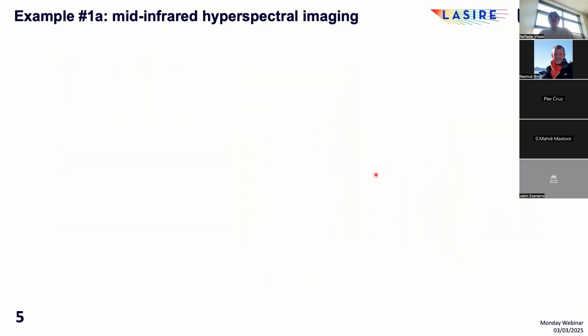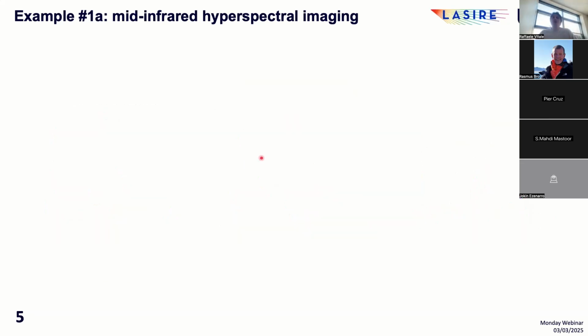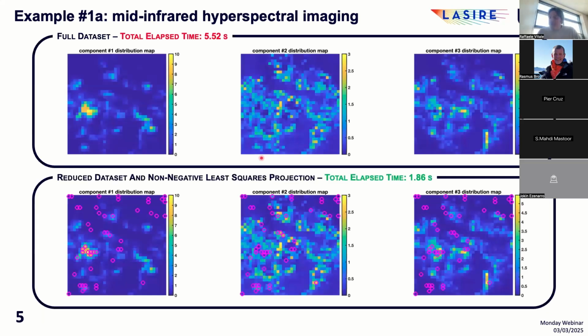As one can easily see, the pure spectroscopic fingerprints extracted in both cases are in perfect agreement and contain all the absorption bands expected for the three different chemical constituents considered. Also, the so-called component distribution maps yielded by the two distinct decompositions performed are basically identical.